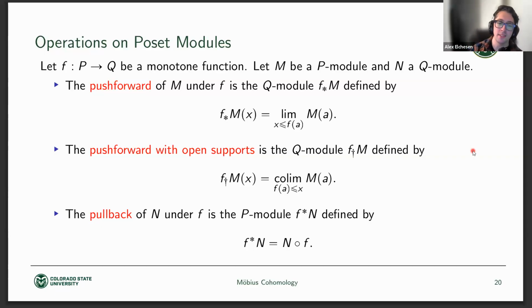And then the pullback is simpler. You start with a Q module N, and you want to pull it back to a module on P. So you just pre-compose with F: you apply F, evaluate the Q module N, and that gives you a P module, which is the pullback. In more fancy language, I think this is a right Kan extension, this is a left Kan extension, and this is just pullback.